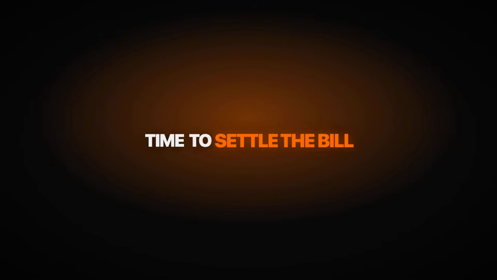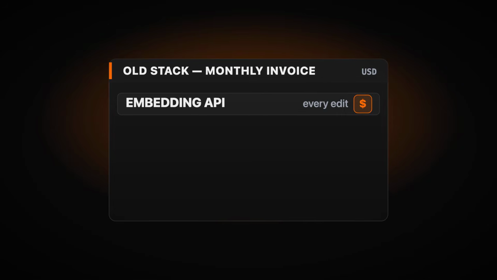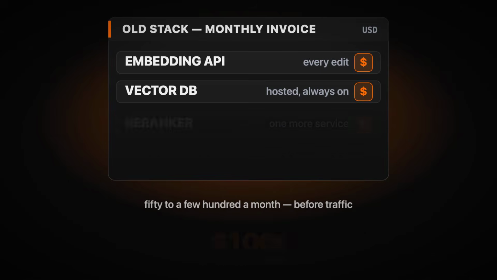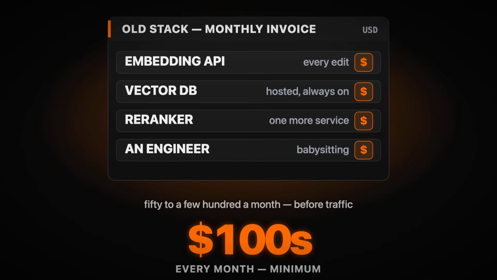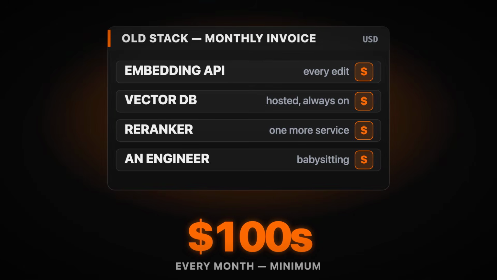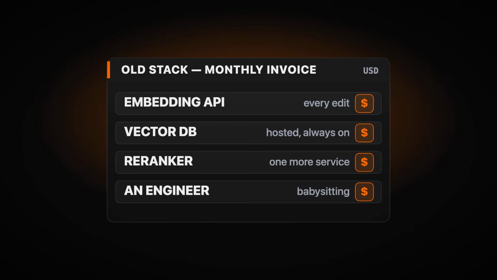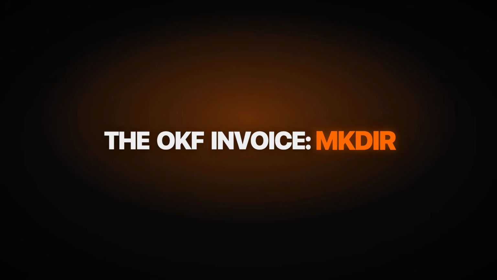Time to settle the bill from the start of this video. The old stack, itemized: embedding API charges on every document edit. A managed vector database, 50 to a few hundred a month, a re-ranker on top, an engineer babysitting the pipeline. Call it hundreds a month minimum before your agent answers 1 question. The OKF version of that invoice is 1 line. Make dir. A folder in Git costs nothing, deploys nowhere, and breaks never. That's the 0 I promised you.